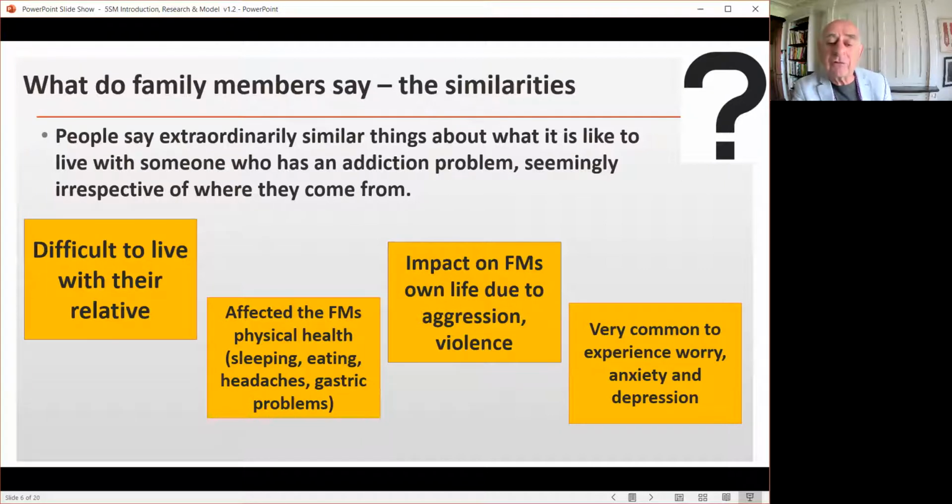The family members affected by this other person's drinking, drug taking, or gambling told us that their physical health was affected. They had lots of problems with sleeping, with eating, with headaches, had gastric problems and so on, and that they had lots of psychological problems. They experienced a great deal of worry, lots of anxiety, lots of people became very depressed. And they said it had a very big impact on their lives due to often violence, often aggression, even if there wasn't violence, and because of the uncertainty of living with someone who had a problem with any of these areas.